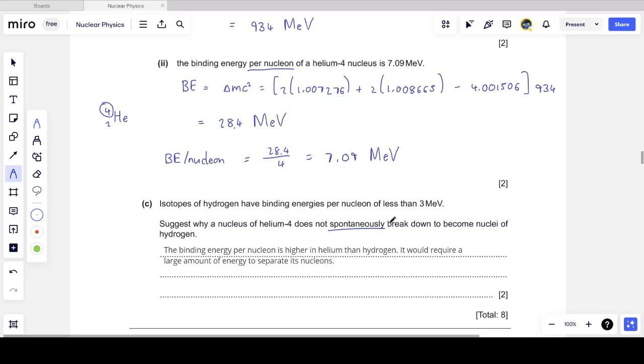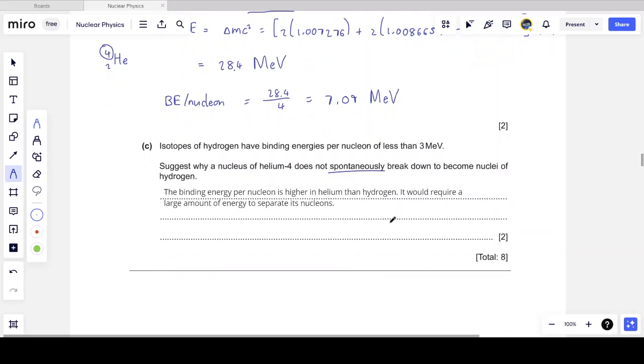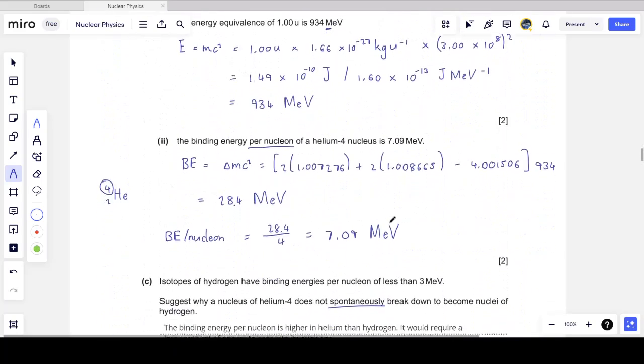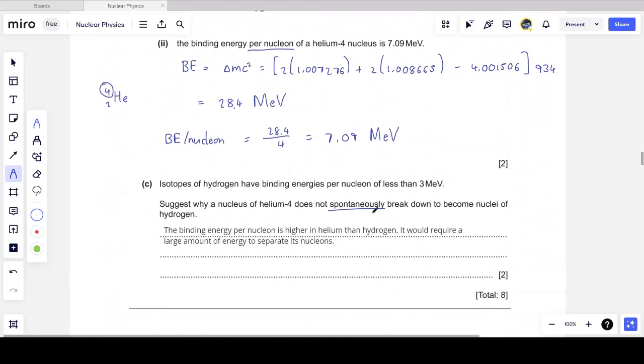Spontaneous means without any encouragement from the environment, without any other factors occurring. It's not going to break and become something less stable. So with energy, yes, it's possible that helium could become hydrogen, but spontaneously this will not happen. Things with higher binding energies per nucleon will generally not tend to spontaneously become things that have a lower binding energy per nucleon. Remember, everything in the universe is trying to tend towards a semblance of stability. And so that was an 8-mark question. Again, a mix of calculation and understanding of the concepts and the topic itself.